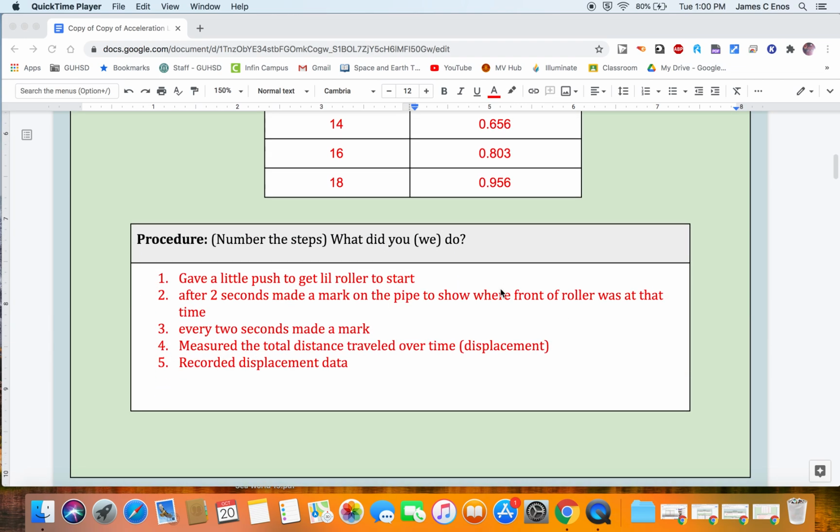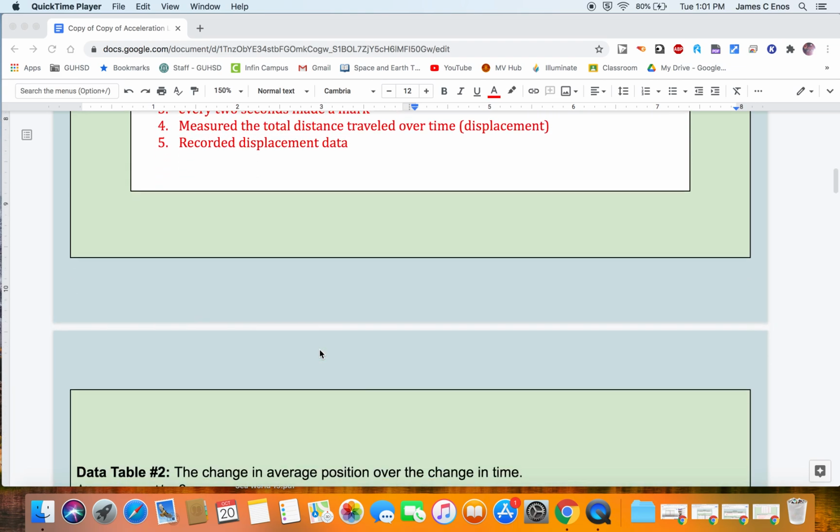So I gave here our procedure, the steps, what we did. We gave just a little push to get that little roller, also aka me, to start. After 2 seconds, we made a mark on the pipe to show where the front of the roller was at that time. Every 2 seconds, we made a mark. And then we measured the total distance traveled over the time, which is its displacement. So we record that displacement data.